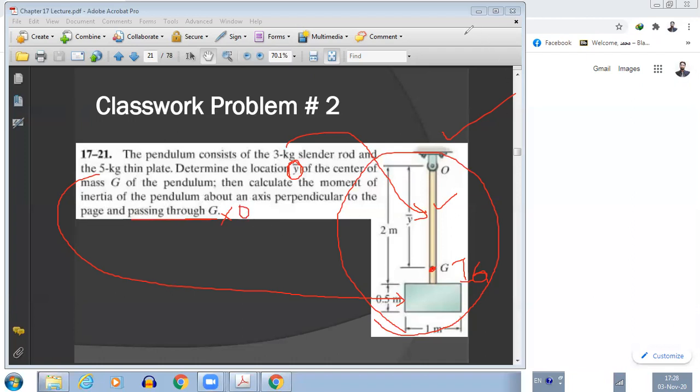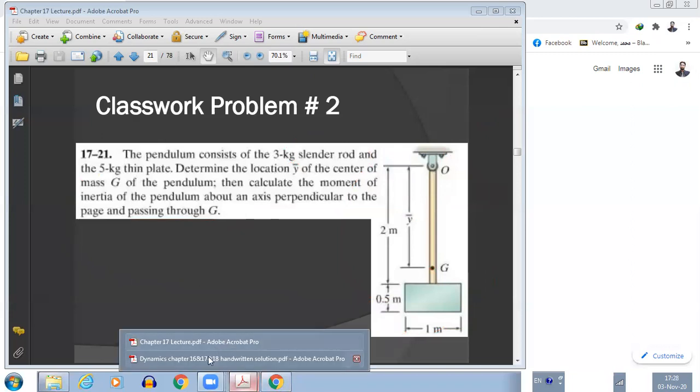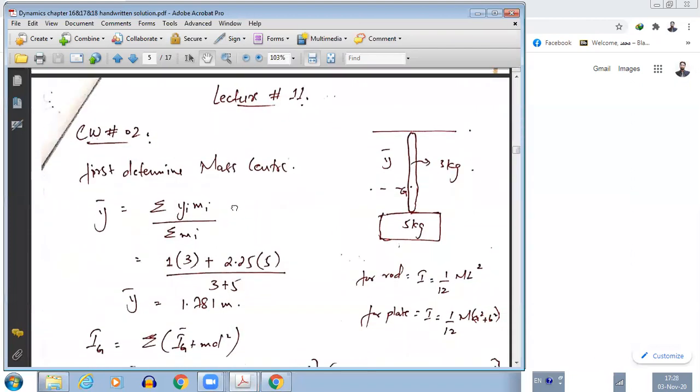So anyways, this is the problem statement. If you don't have any problem in the problem statement itself, then we can move towards the solution. Okay, so this is the thing that we have. First of all, we need to determine the mass center. Okay, this is the 3 kg cylinder rod, 5 kg thin plate. So the mass center y bar equals summation yi mi over summation mi.